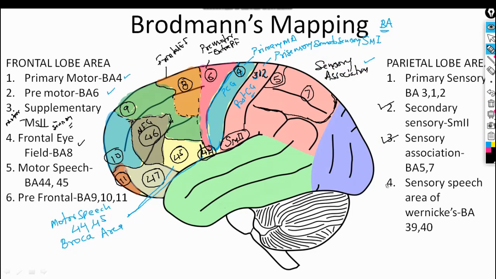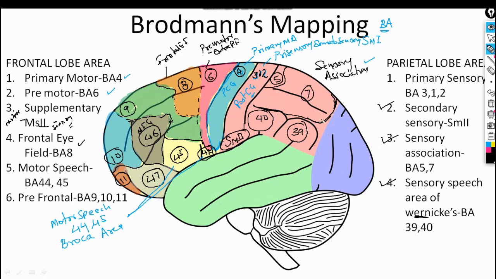Now a very important area which is often asked in the examination and in the viva is the sensory speech area of Wernicke. This is Brodmann's area number 39. This one is present in this angular gyrus, and Brodmann's area number 40 is present in the supramarginal gyrus. Clear? So 39 and 40 together are Wernicke's area.